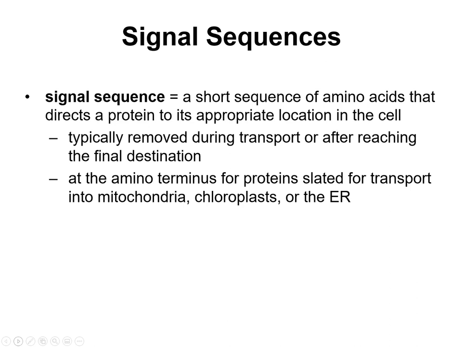Those signal sequences that I was talking about earlier, the short sequence at the N terminus that says, hey, I'm a protein that belongs in this compartment, are typically removed during transport or right after they reach their final destination. And the N terminus is where this sits for proteins that are slated for transport into the mitochondria, chloroplasts, or the ER. So all of these proteins have some kind of a signal sequence that tells the cell what to do, where to put it.